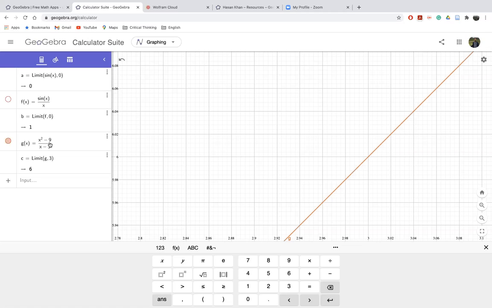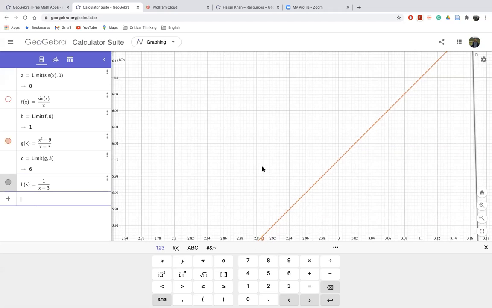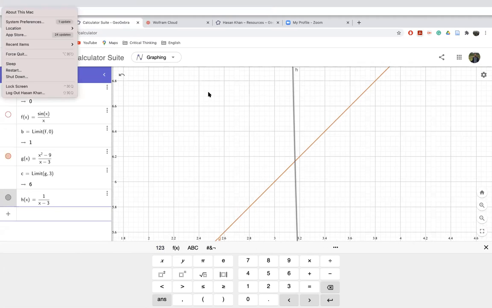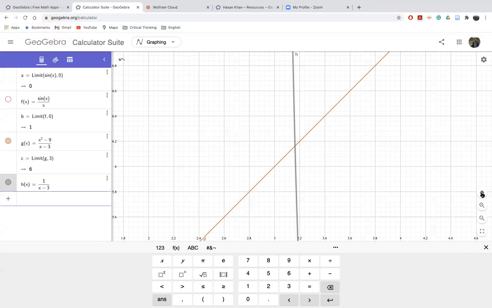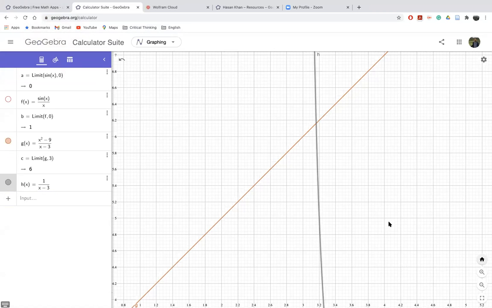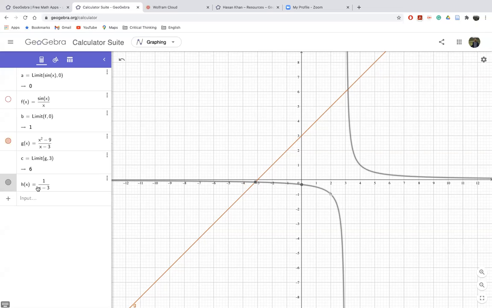Not really, actually. It's going to be an asymptote only if you don't have x square minus 9. If you don't have this function on the top, then it will have an asymptote. Let me make a function to show you what I mean. If I make this function only with 1 over x minus 3, then at x equals 3 there is an asymptote. You see the asymptote here.